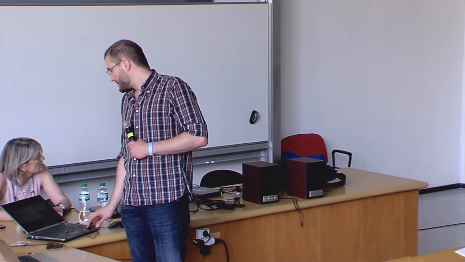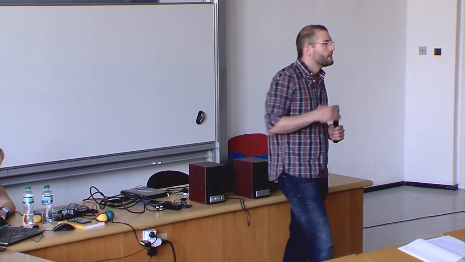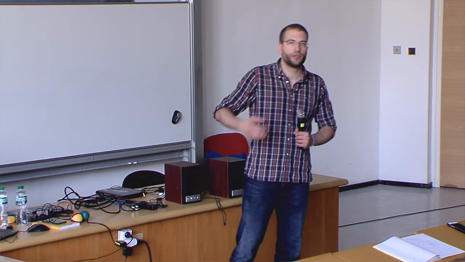Now, let's have a brief look at the different states that human beings can experience in everyday life. There are states like excitement, joy, sexual arousal, belief, on the other hand, anger, sadness, confusion, fear, and so on. And I put them in two different columns. Now, this is not to judge any of them. Those states exist for a number of reasons, and we can assume that they have very useful functions for specific situations. What we can say, though, is that some of them are more useful in certain situations than others. So what I want to talk about today is how to choose the most useful states for language learning.